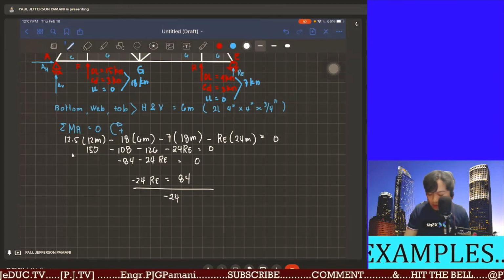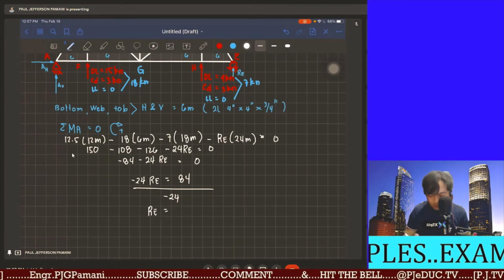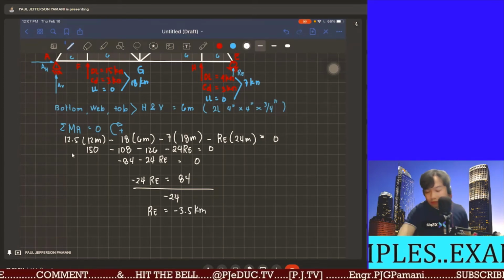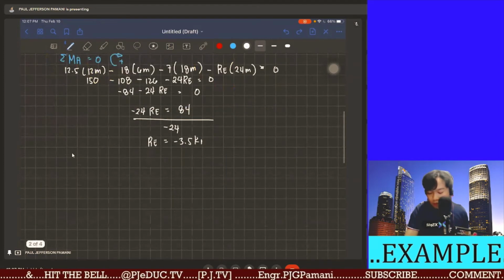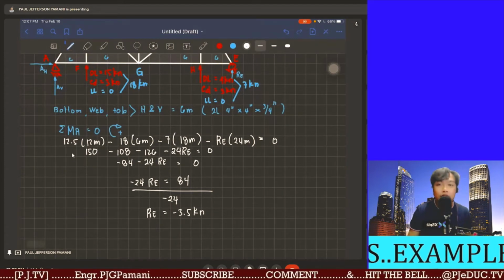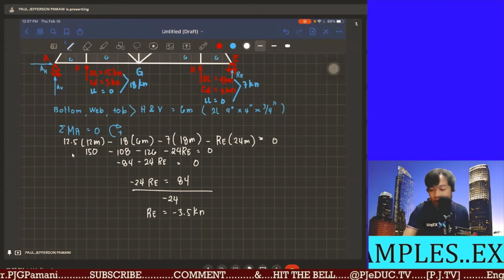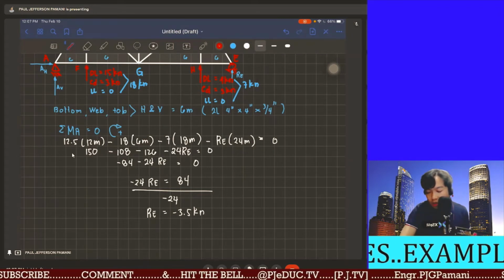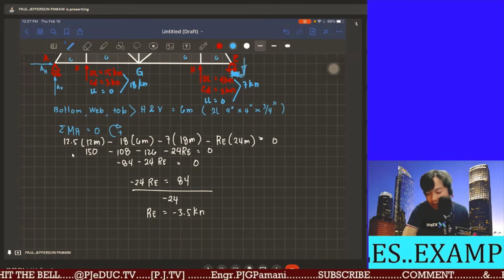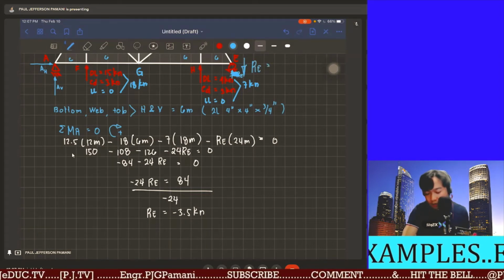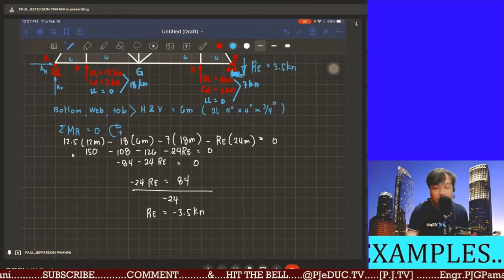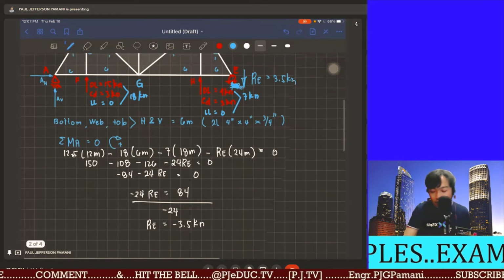That is RE of negative 3.5 kilonewton. Therefore, our assumption at the reaction at the support of joint E roller should be then going downwards. So palitan natin yan. Reaction RE should be downward of 3.5 kilonewton. Kahit hindi nyo na i-carry yung sign, basta binigay ninyo yung arrow as downward.